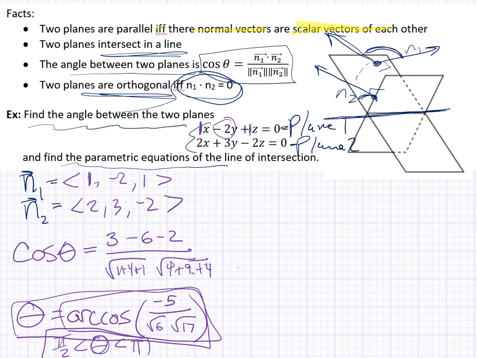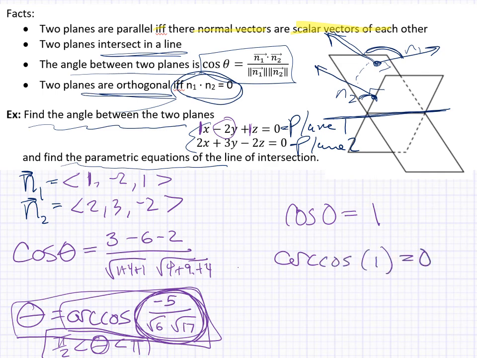You think about cosine of 0 equals what? Well, cosine of 0 equals 1. So the idea here is you don't want this to be 1, because the arc cosine of 1 equals 0. So clearly that doesn't happen. Why would we want that? Well, because that would tell us that the two planes are parallel to each other. The angle between them is 0.